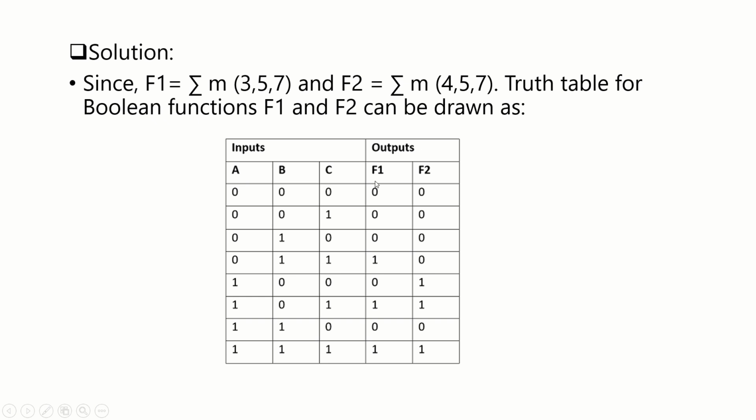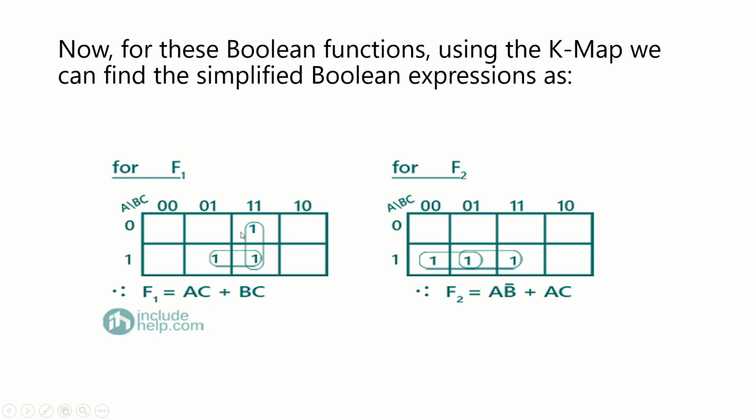So under F1 I'll place 1 where it is available, that is 3 is given as a minterm. So 0, 1, 1 represents the binary number for decimal number 3. So I place 1 over here. Then 5 and 7. For function F2, 4, 5 and 7 are given, so for 4, 5 and 7 we have placed 1. After that draw a K-map and find out the equation.